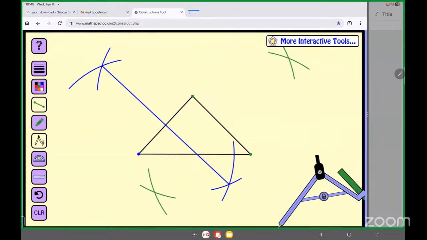So you can actually do it so the arcs are outside. If you make the arc when you're bisecting the side longer than the side, then the arcs will be outside the triangle. Don't be inside and messing up as you just did.